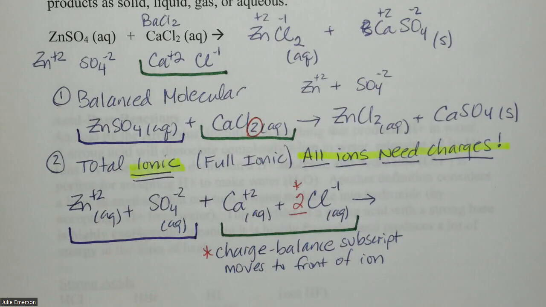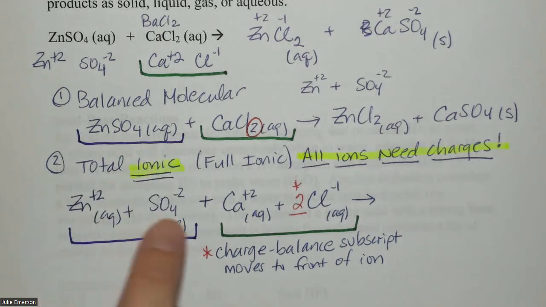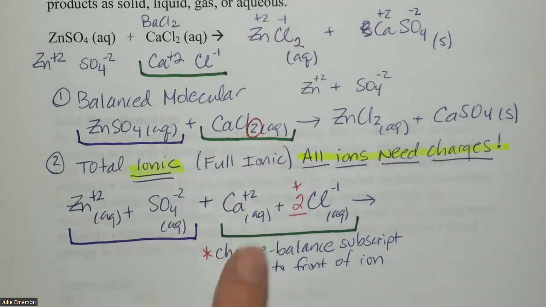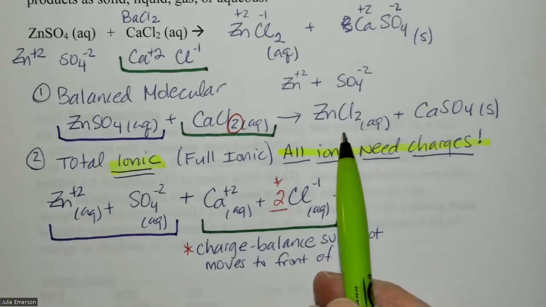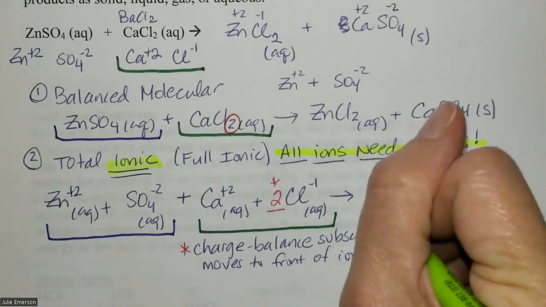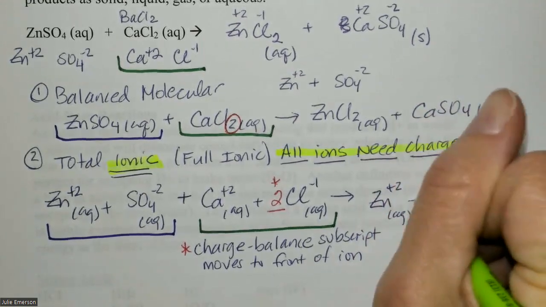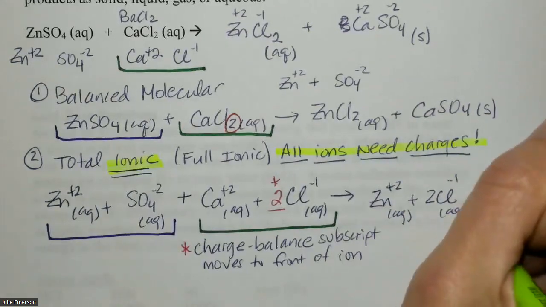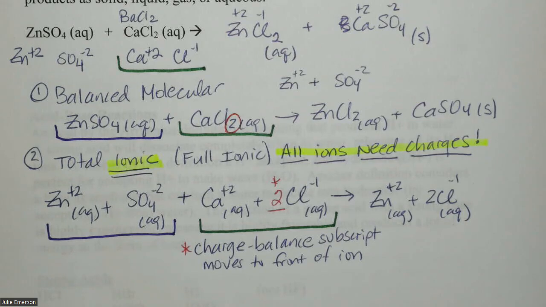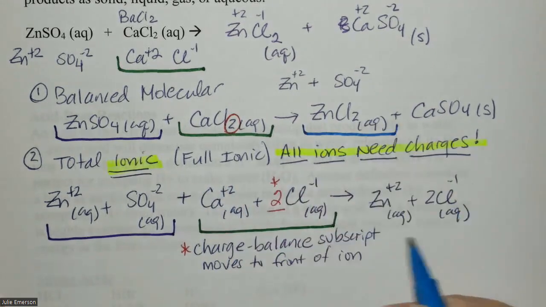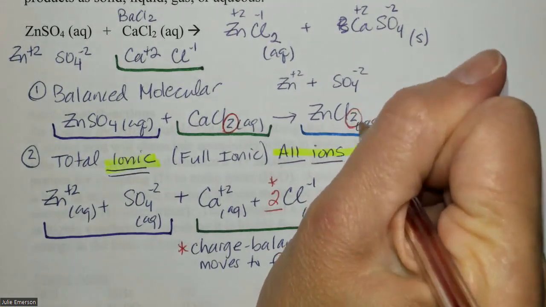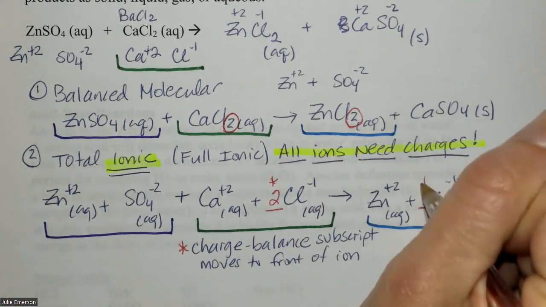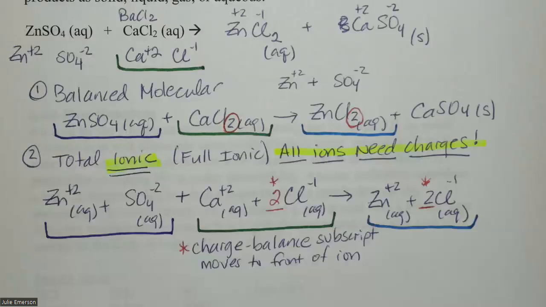So the zinc sulfate, we broke up into zinc and sulfate ions. The calcium chloride, we broke up into calcium and chloride ions. Then when we get to the product side, we've got zinc chloride, still aqueous, so that means we should still break it up. So the zinc ion and those two chloride ions are still separate. This is what we just wrote this way. Again, that subscript of 2 on the chloride became the coefficient of 2 in front, because we broke up the ionic compound.